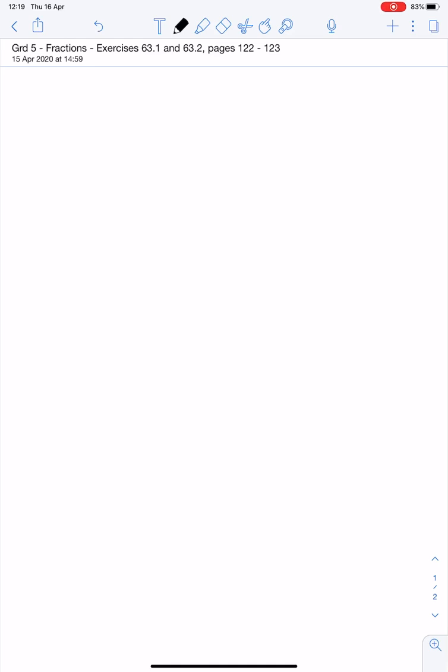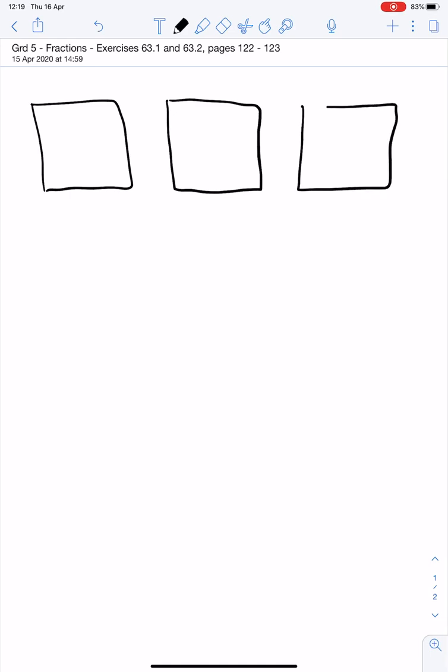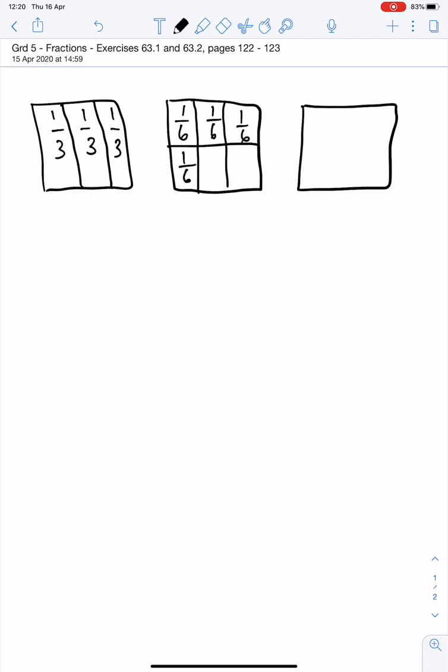Now, in question 1, they ask you to draw 3 sandwiches. And then they ask you to divide them into equal parts. The first one is divided into 3 equal parts. So we have 1 out of 3, 1 out of 3, and 1 out of 3. The second one is divided into 6 equal parts. So we have 1 out of 6, six times.